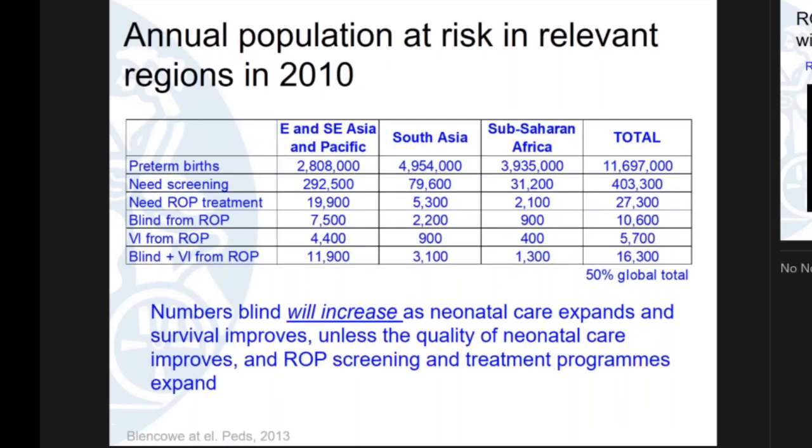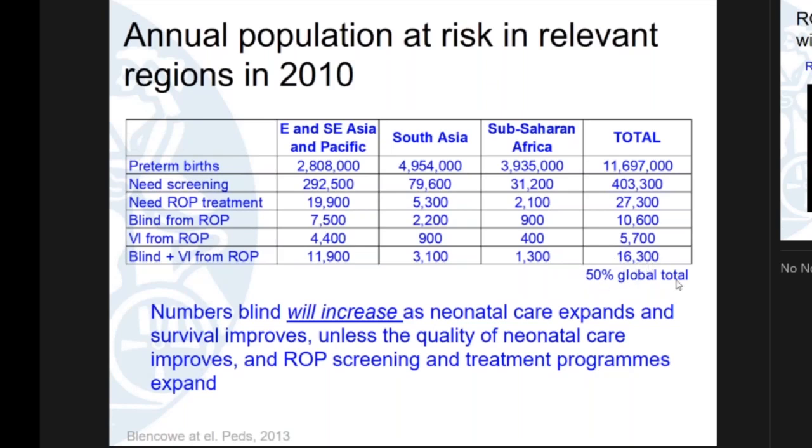The Blencowe paper I referred to before based their estimates on the estimates of the number of preterm babies worldwide, which is actually 15 million. This is data from the regions which I thought was relevant for this audience, particularly sub-Saharan Africa. But you'll see in these regions in Asia and sub-Saharan Africa, the number of babies who are blind and visually impaired from RoP is 50% of the global total.